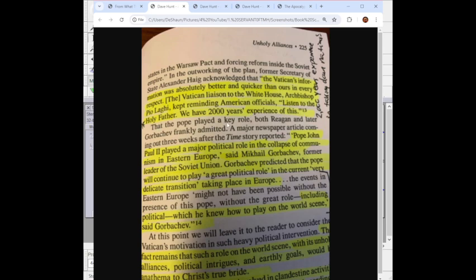That the Pope played a key role. Both Reagan and later, this person frankly admitted. A major newspaper article coming out 3 weeks after the Time story reported Pope John Paul II played a major political role in the collapse of communism in Eastern Europe, said this person here, former leader of the Soviet Union, all right? All right, this person here predicted that the Pope will continue to play a great political role in the current, very delicate transition taking place in Europe.